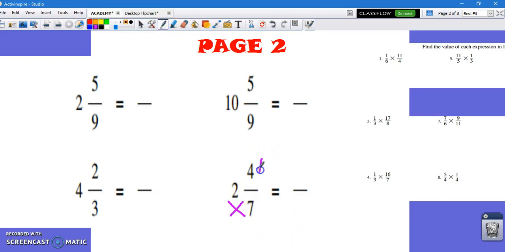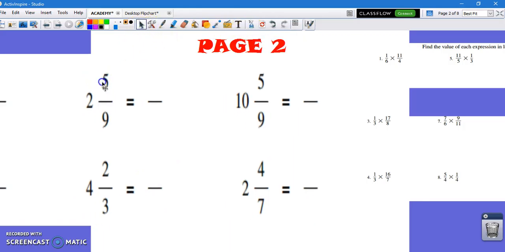And then I'll go down to this one. 2 times 7 is 14, plus 4 is 18. 4 times 3 is 12, plus 2 is 14. Oh, I forgot the bottom number here. And here's your bottom number here. 14 over 3, 18 over 7. You see how quickly these can go.